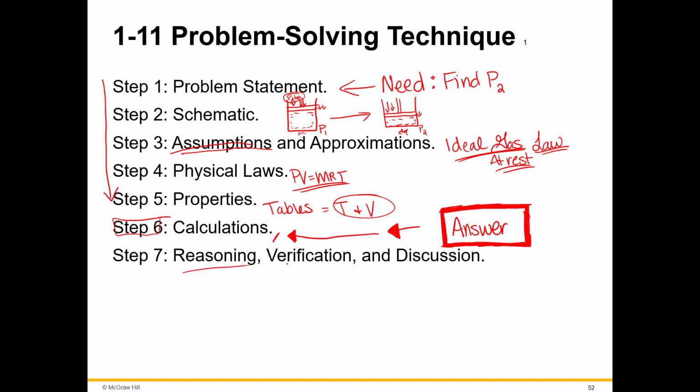And then step 7 is reasoning, verification, and discussion. Unless I'm going to ask you to discuss your answer, don't spend your time discussing your answer. Unless I'm going to ask you to provide a proof or reasoning, do not spend your time on tests doing things like that. Now, to make sure that your answer is right, to double-check yourself, absolutely do that. This is a great technique for making sure that you have the right answer. Don't spend time making this perfect to turn in to me, because this is what I'm grading, and all of this above it. I'm not grading this. Unless I ask you to discuss a problem, I'm not going to grade you on a discussion.